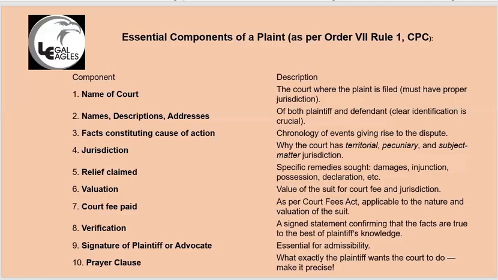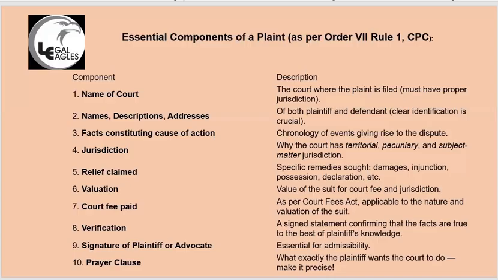How you will file a suit? Plaint. Okay, components of a plaint. So what should be there in a plaint is given in order 7 rule 1. So every plaint should be in this manner. Name of the court. Okay. So where the plaint is filed, the court must have proper jurisdiction. Then name and description and addresses of the plaintiff and defendant. Clear identification is crucial. Okay, here name, description, address is required in a plaint.